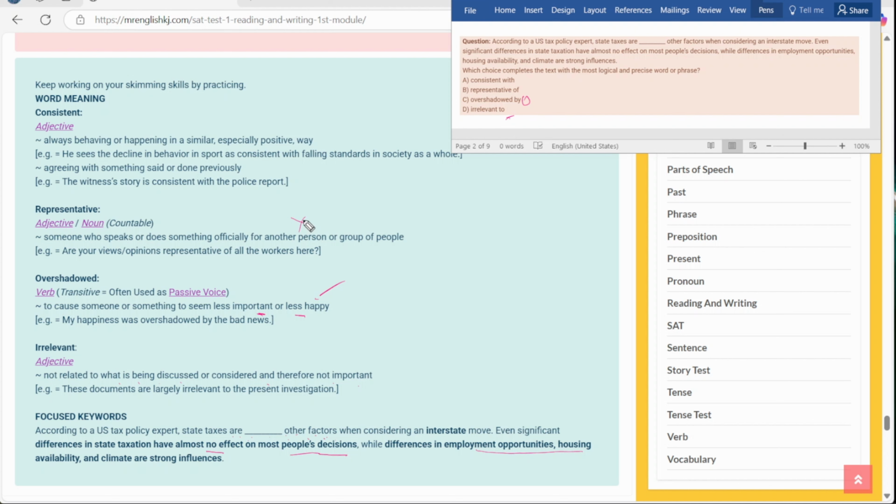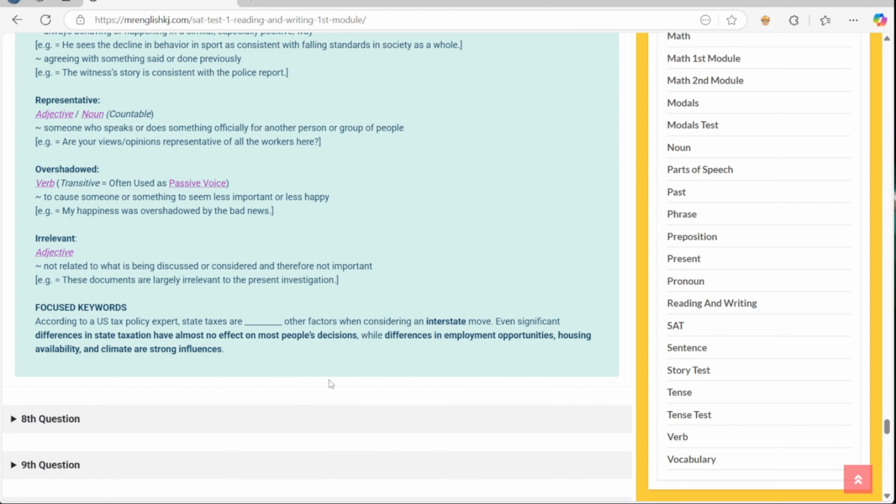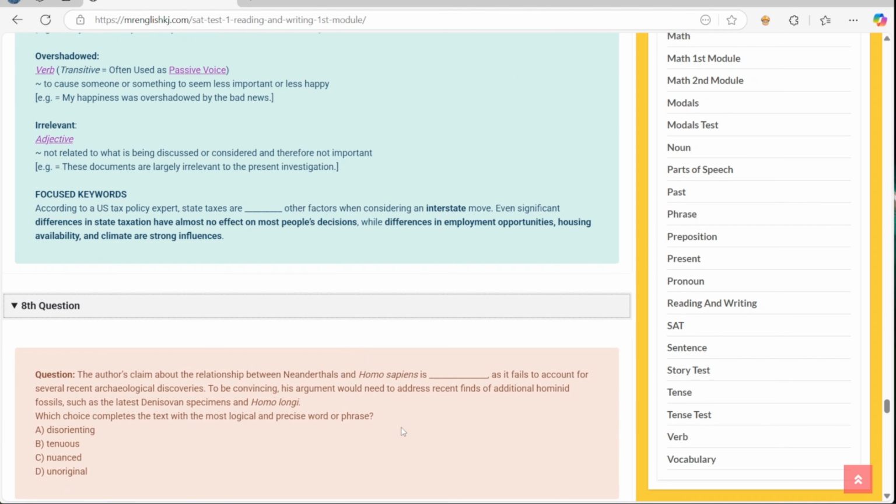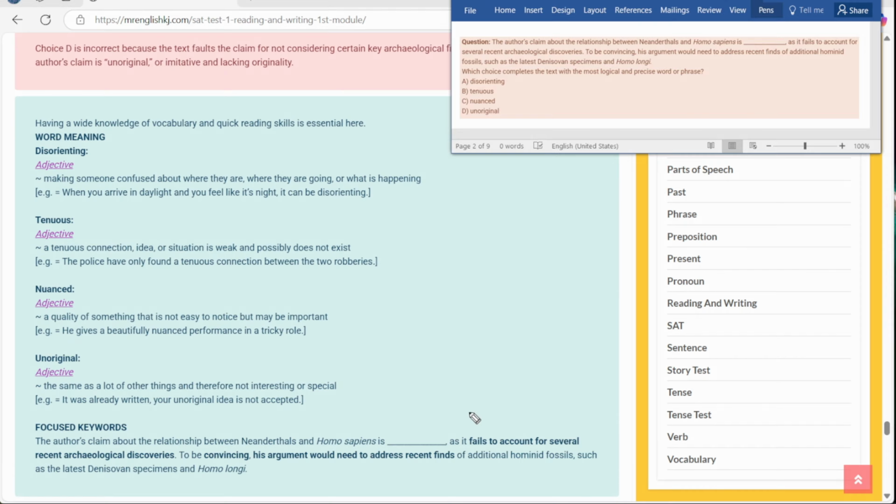Consistent. Always behaving or happening in a similar, especially positive way. No, we don't need it. We are not saying it is behaving or happening in something similar. We are showing something overpowered the other. Overshadowed makes more sense. Irrelevant does not. Okay, we found the most suitable one. Next, pause and understand.